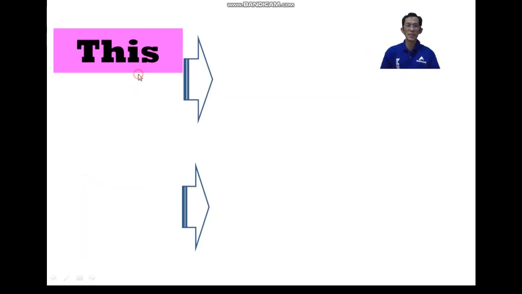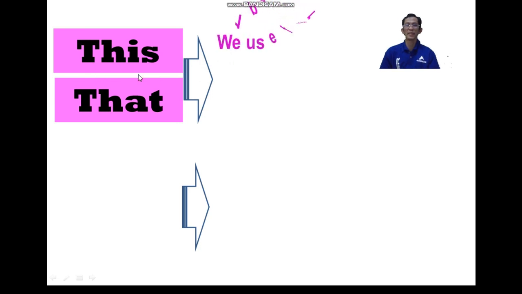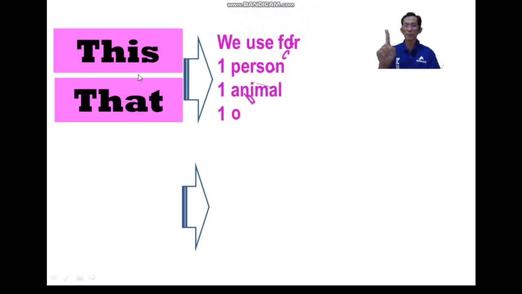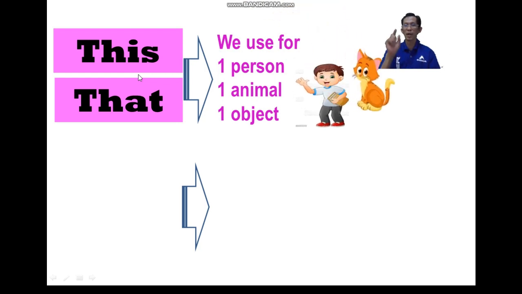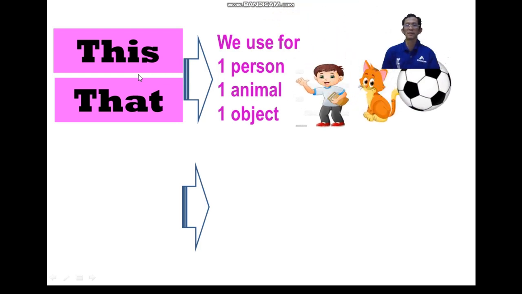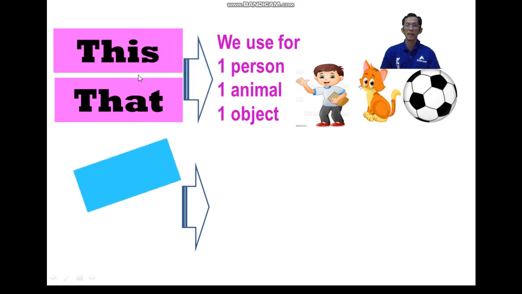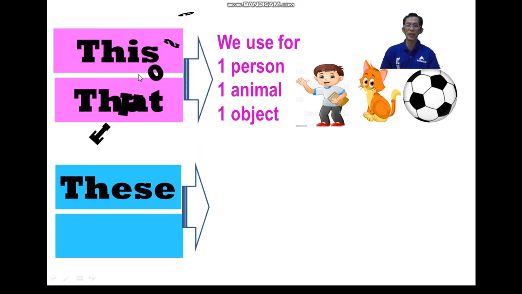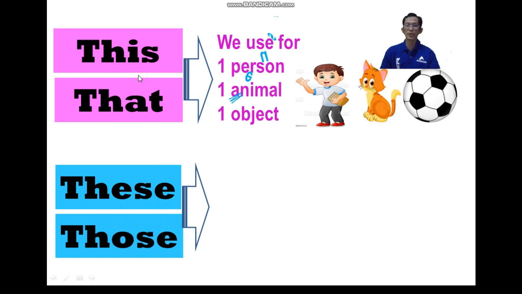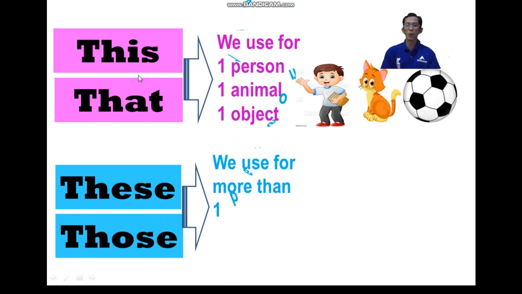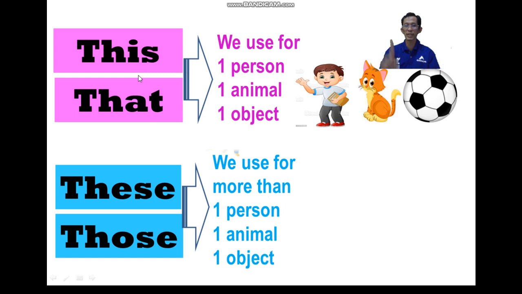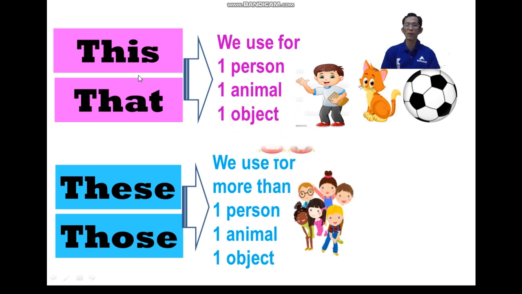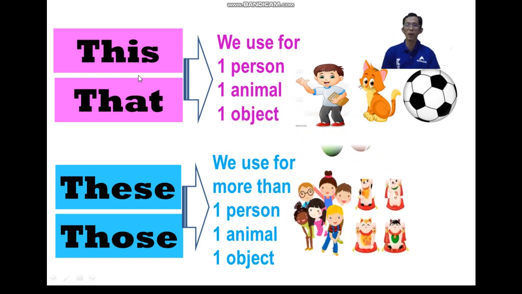This and that we use for one person, one animal, or one object. And these and those we use for more than one person, more than one animal, or more than one object.